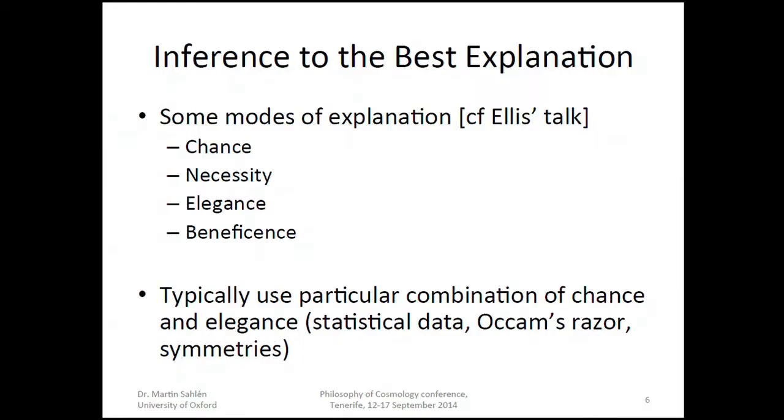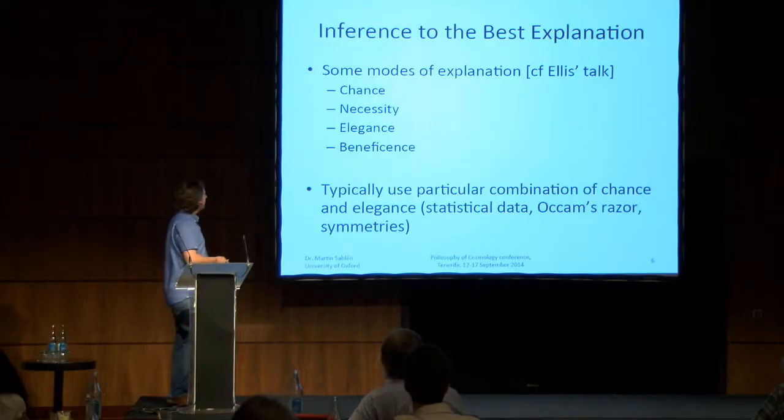So just to mention some of the modes of explanation that have been brought up in the meeting, there's chance, necessity, and there's also been elegance and beneficence. Beneficence I'll use basically as a kind of teleological word, so purposeful in some sense. And so what we typically use is some combination of chance and elegance in the Bayesian framework.